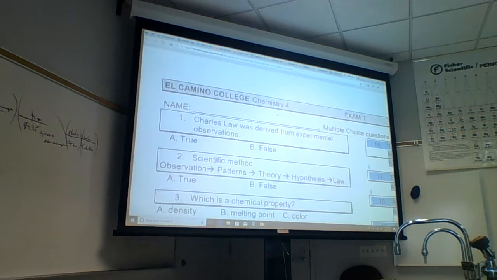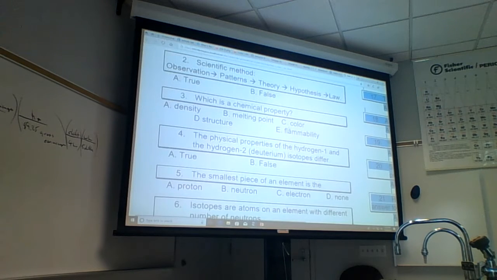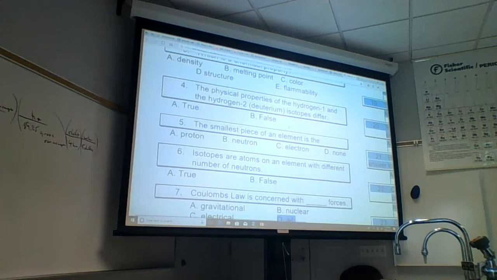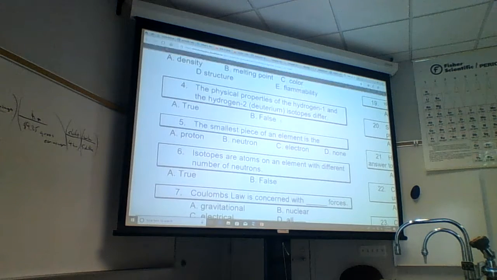we can. Okay. 2, scientific method. Okay. 3. Just tell me the letter you got. 3. If you're a dissenter, let me know. 4. Is it 3, probability? Yeah, I think so. Yeah, flammability is correct. 4. True.